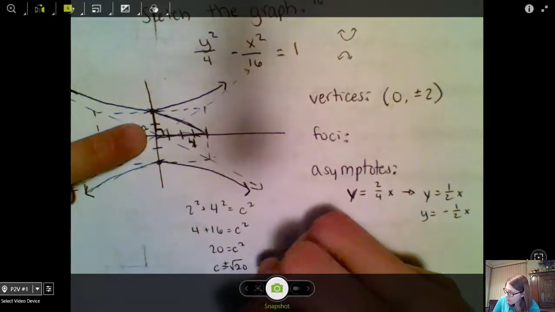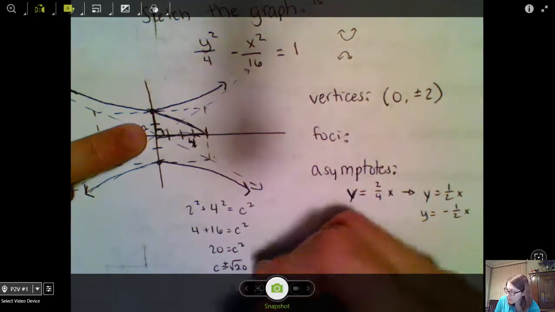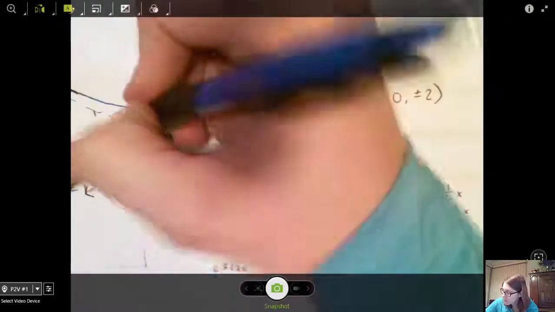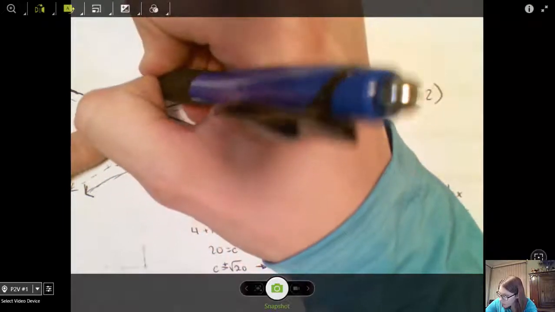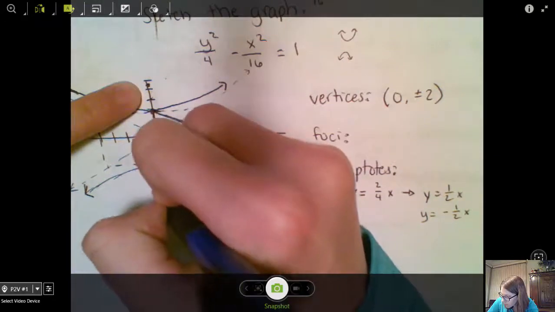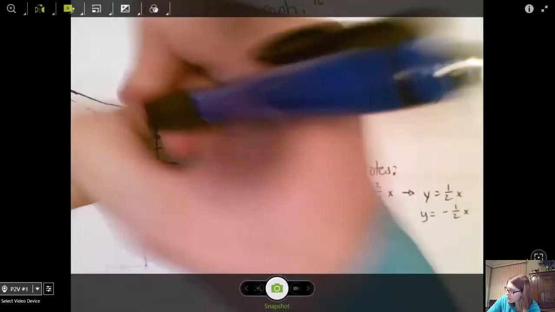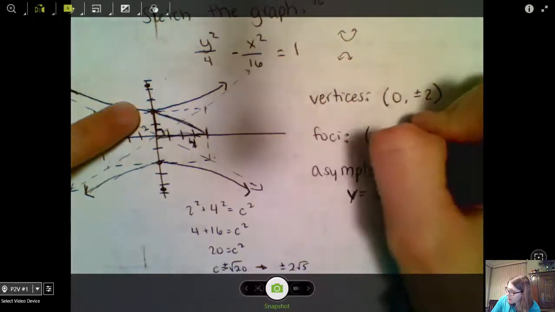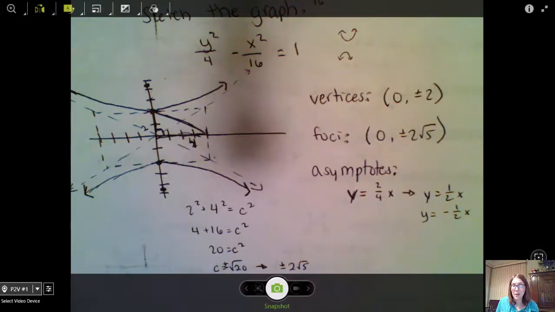That does simplify though, which we like to do. Plus or minus, well, 4 goes into 20 and that's a perfect square. 2 square root of 5. My foci are up here a little bit, about 4.5. We just want to plot those on our graph as well. And we'll just write that out. So foci are at 0 plus or minus 2 square root of 5. Again, a lot of parts to this question, but there we go.